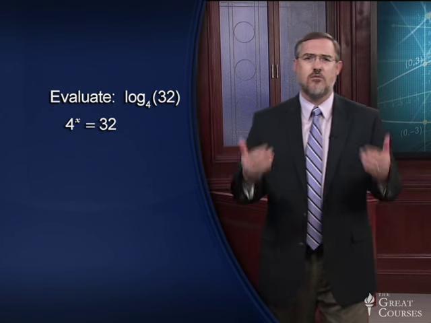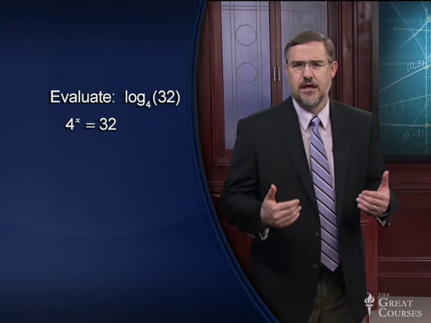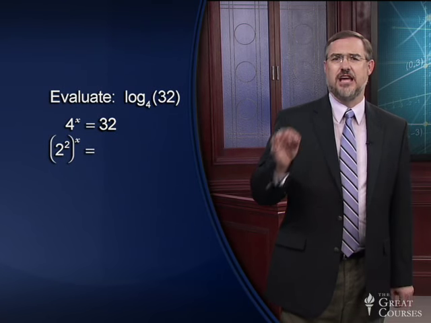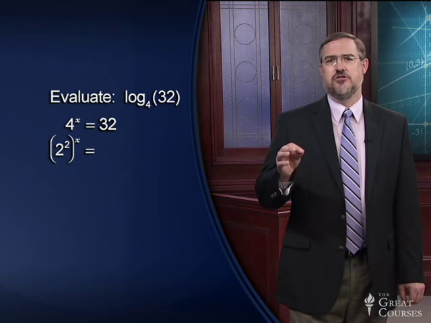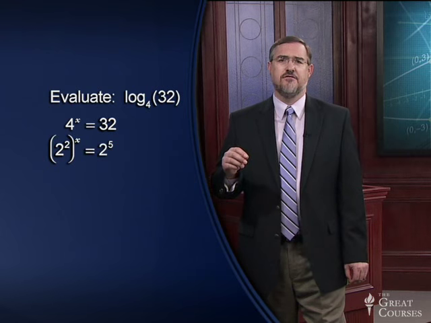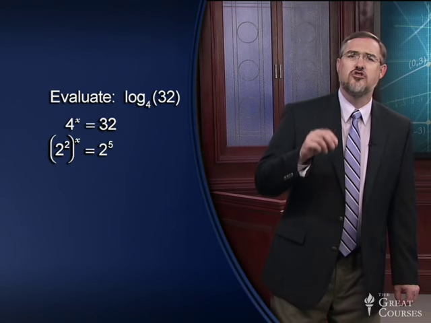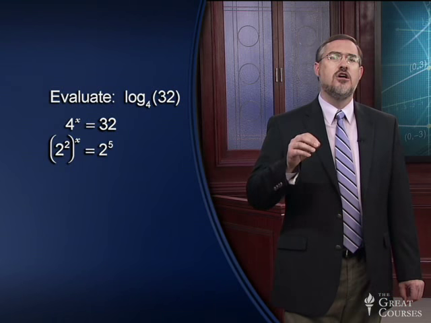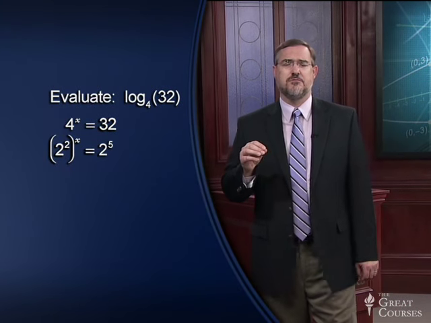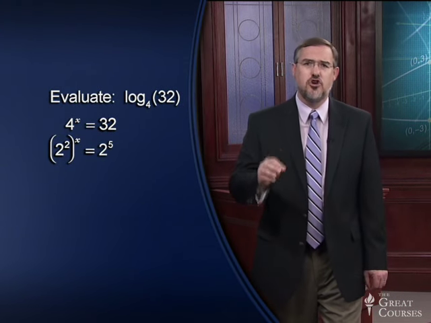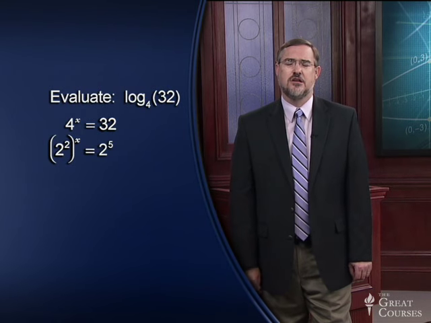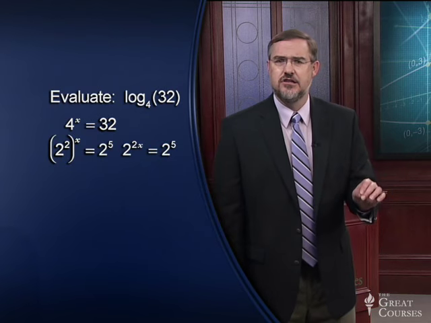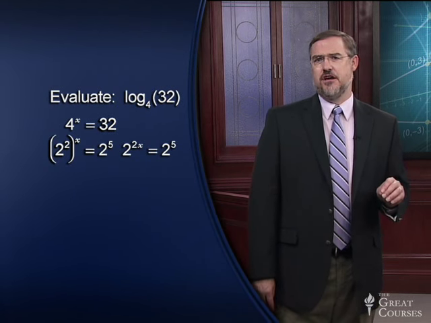Here's how. Start with 4 to the x equals 32 and rewrite it as 2 to the 2 to the x equals 32. And of course, 32 is 2 to the 5th. So what you really have is 2 to the 2 to the x equals 2 to the 5th. Now, 2 to the 2 to the x can also be written as 2 to the 2x. That's one of the laws of exponents. So what you really have is 2 to the 2x equals 2 to the 5th.